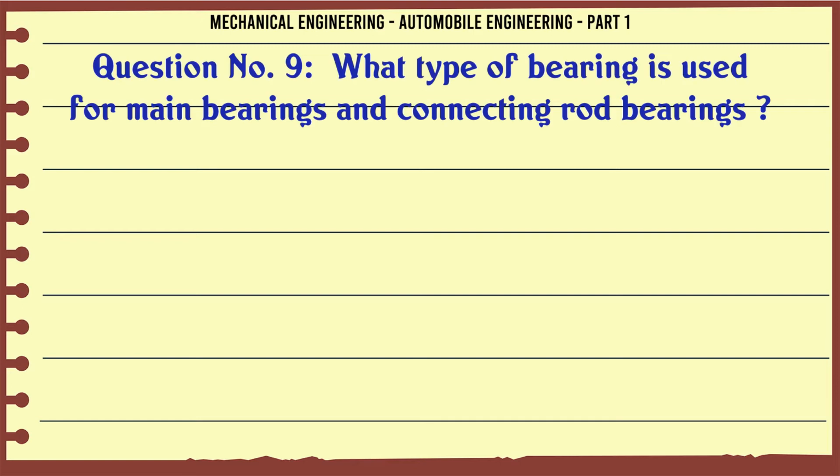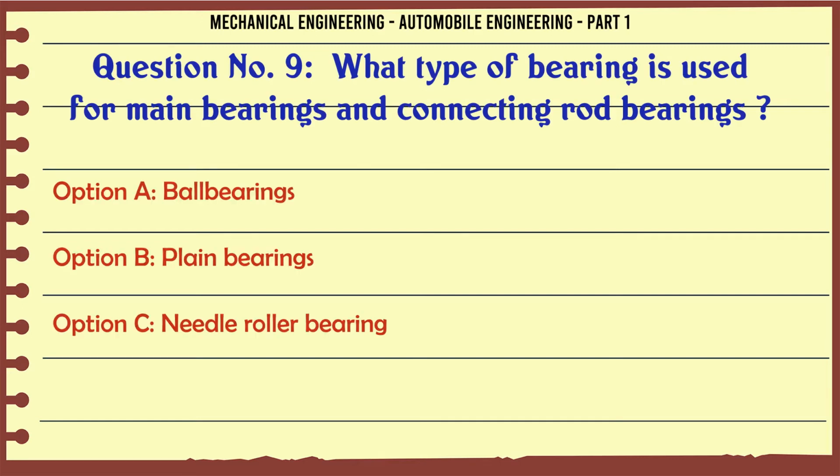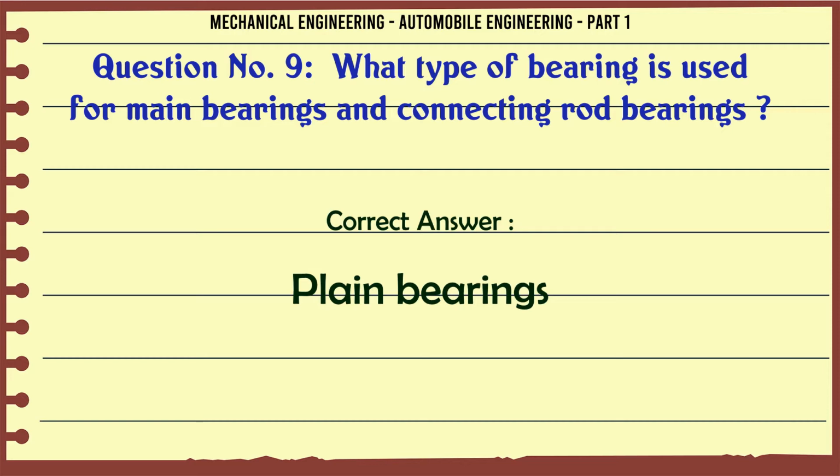What type of bearing is used for main bearings and connecting rod bearings? A. Ball bearings. B. Plain bearings. C. Needle roller bearing. D. Taper roller bearing. The correct answer is plain bearings.